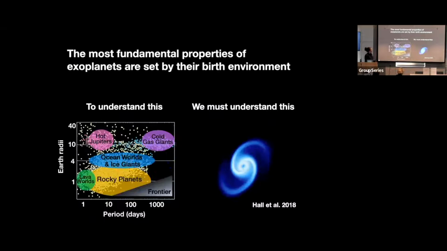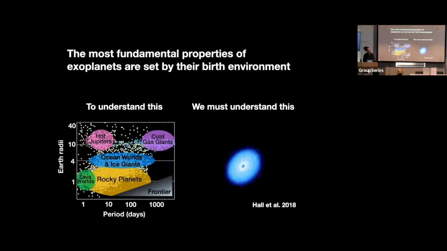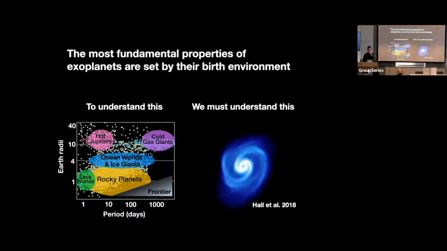The most fundamental properties of exoplanets are set by their birth environment. So if we want to understand this exoplanet architecture, then we need to understand the early stages of planet formation and the early stages of the protoplanetary accretion disk, especially when it's massive enough to be self-gravitating and gravitationally unstable.